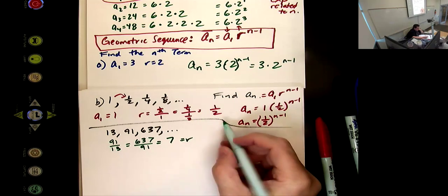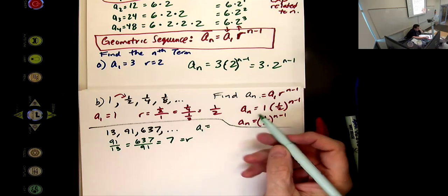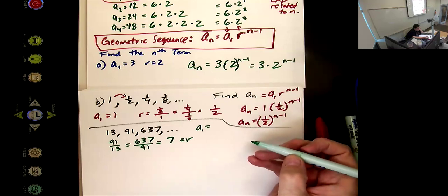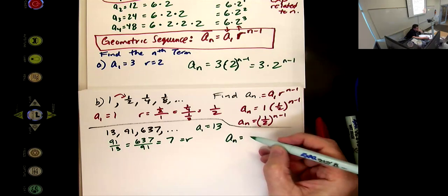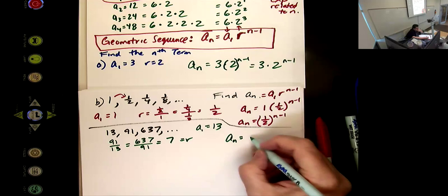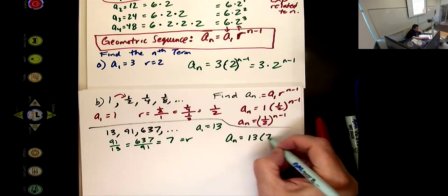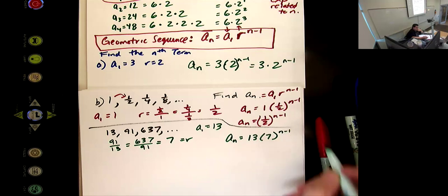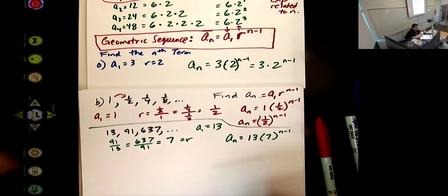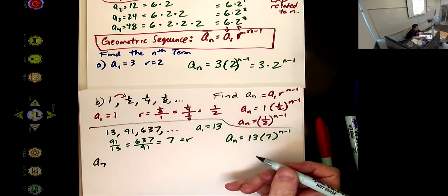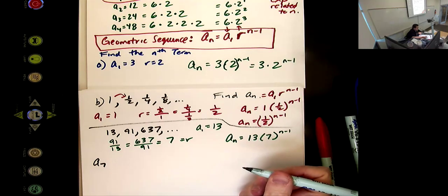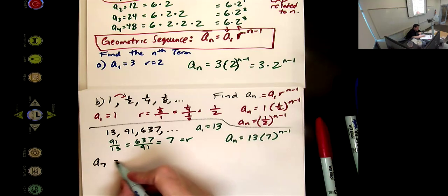Which is R. What's a sub 1? Okay, so a sub 1 would be 13. So what's a sub n? So then it's 13 times the parentheses 7 to the n minus 1. What is a sub 7? Oh, it would be the equation if n equals 7.